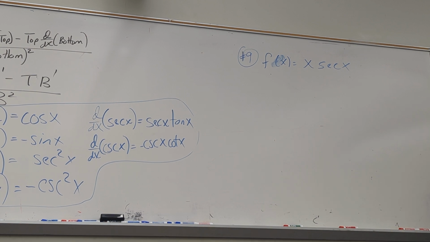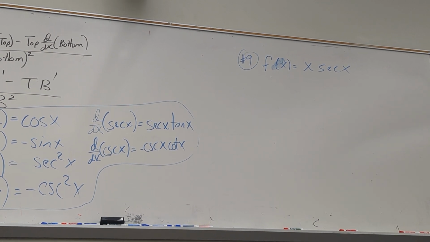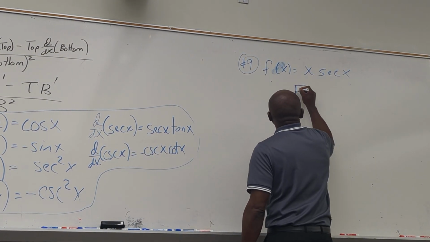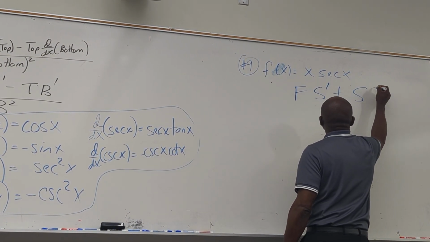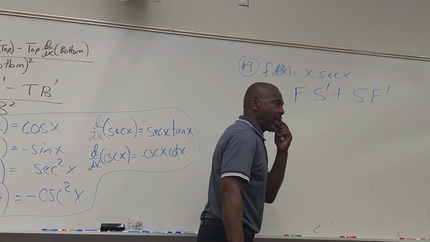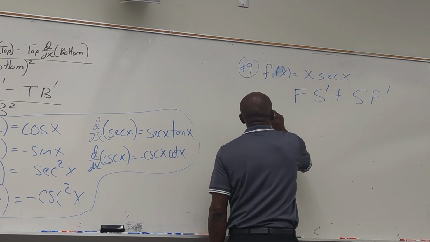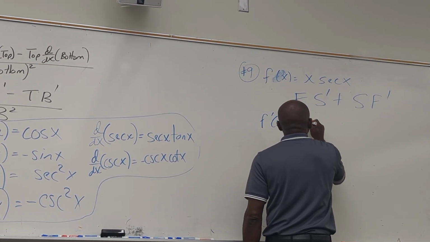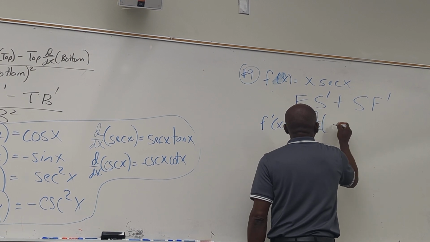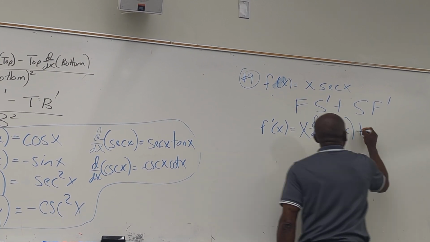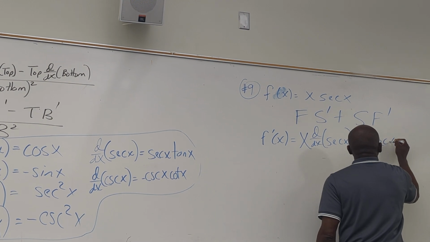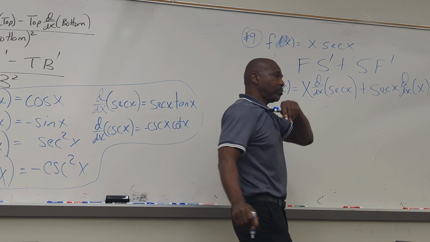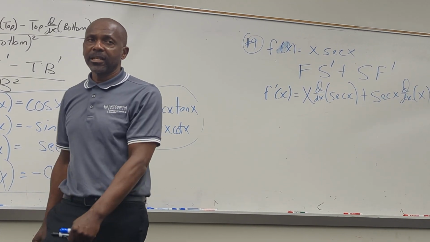What rule will we use on this? Product. Why? Because it's multiplying. And now the product rule says first times the derivative of second plus the second times the derivative of what? First. So that means that f prime of x is, what's the first? X. So that's x times the derivative of secant x, and then secant x times the derivative of x. Now I can't make the problem much easier than this on the test. We good?